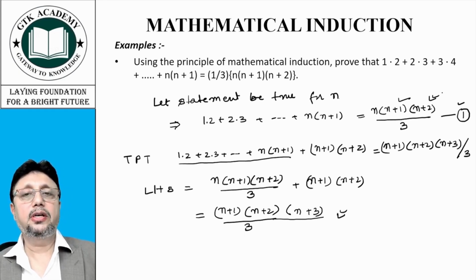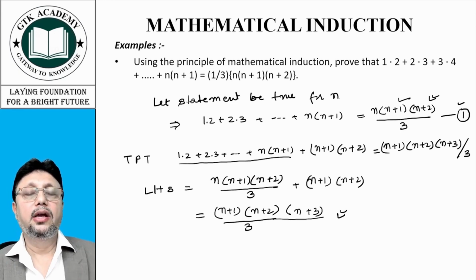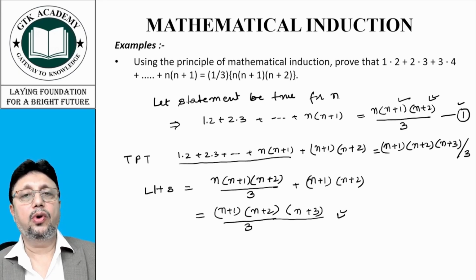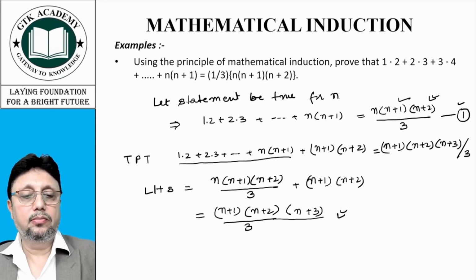That means the statement is also true for n plus 1. If it is true for n, it is true for n plus 1. Now since it is true for 1, it is true for 1 plus 1, that is 2, 2 plus 1, that is 3, 3 plus 1, that is 4, and so on and so forth. So it is true for all natural numbers.